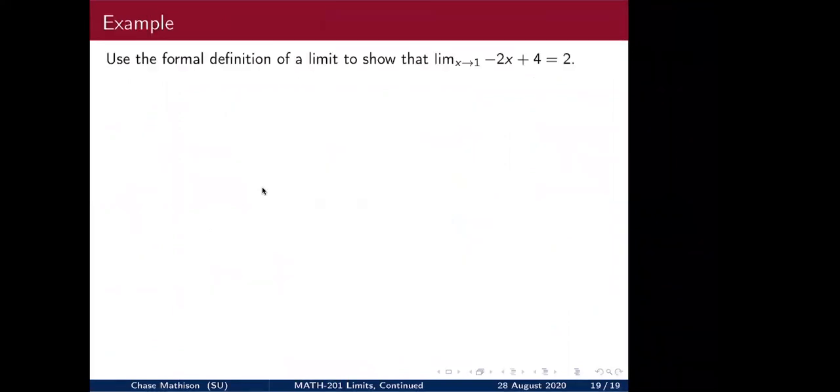Okay, and then the next one, you don't have to do this as homework or anything, but just so you know, next class, we're going to be looking at a calculation like this, using the formal definition of a limit to prove that the limit as x approaches 1 of negative 2x plus 4 is positive 2. Okay.